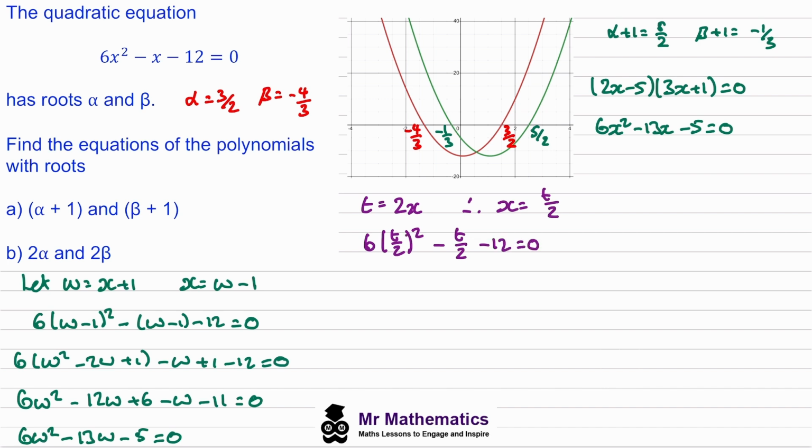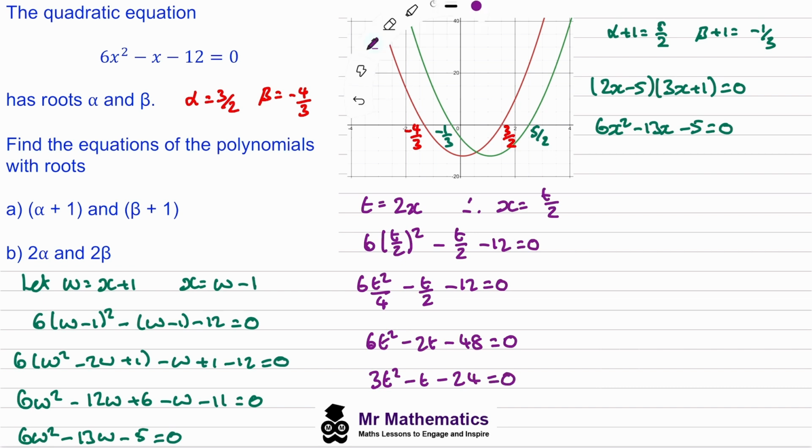We'll expand out this bracket, so we get 6t squared over 4 minus t over 2 minus 12. And then we can multiply everything by this 4. So we get 6t squared minus t over 2 times 4 is 2t. And that becomes minus 48. And this will equal 0. We can simplify this by factoring out the 2. So we get 3t squared minus t minus 24 will equal 0.